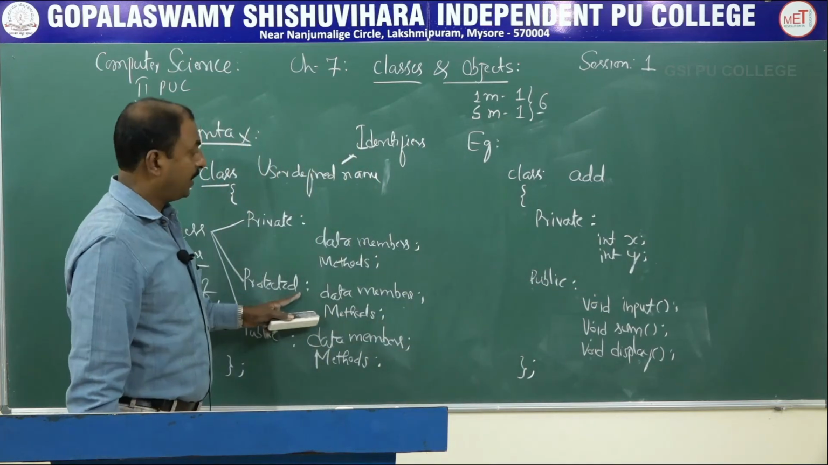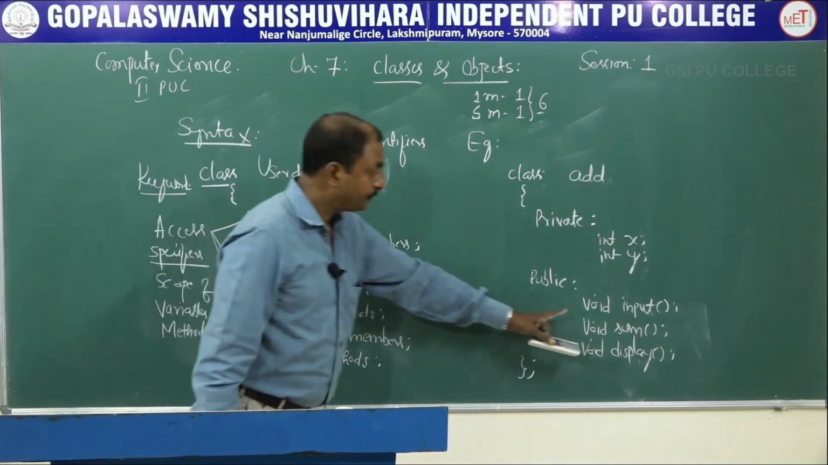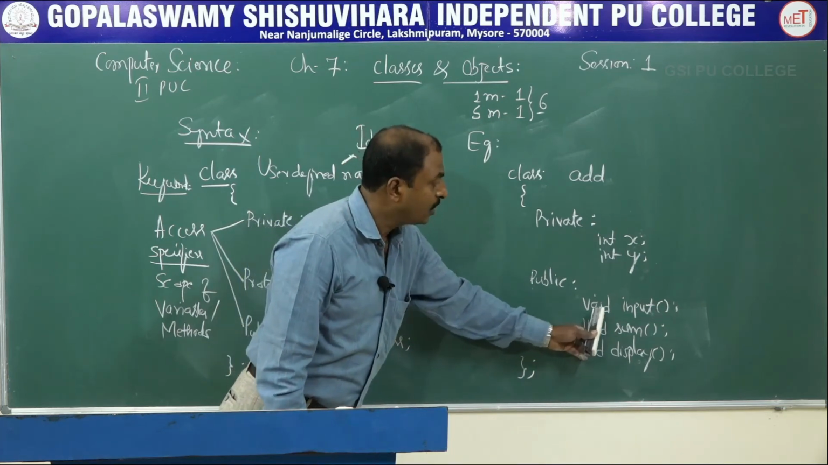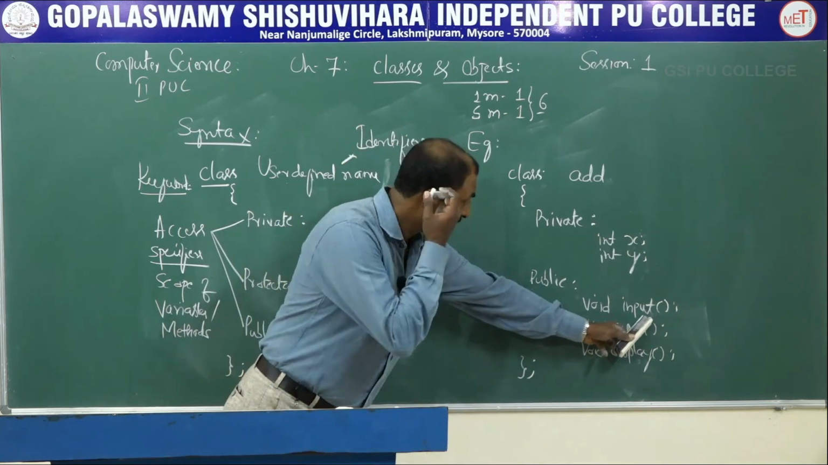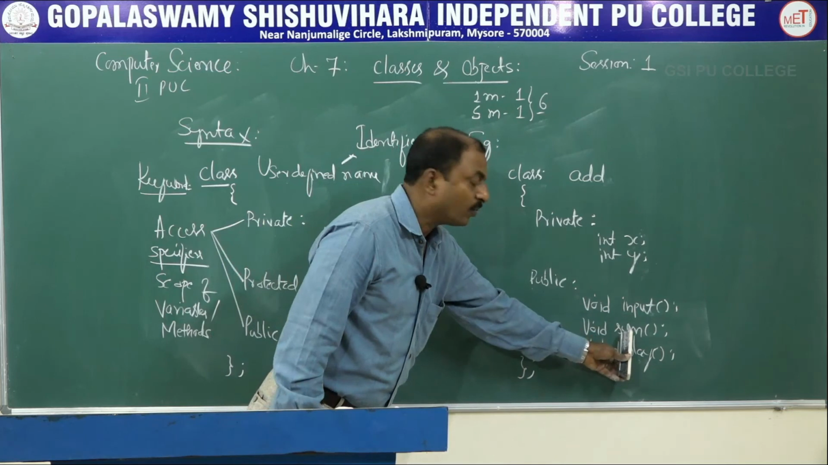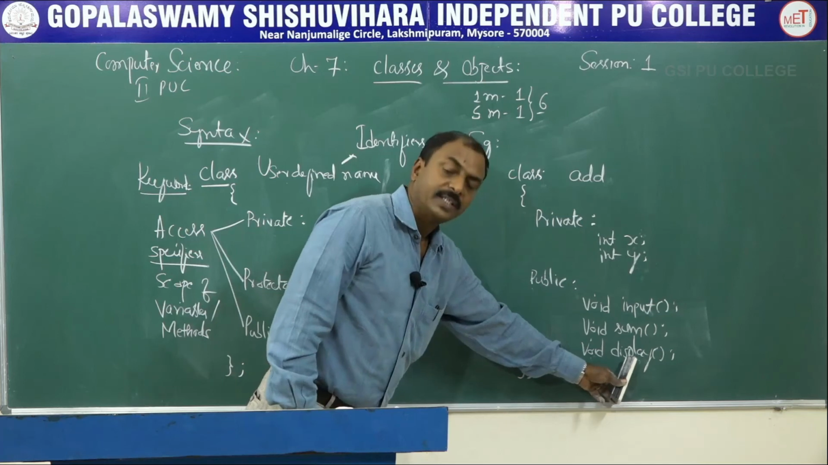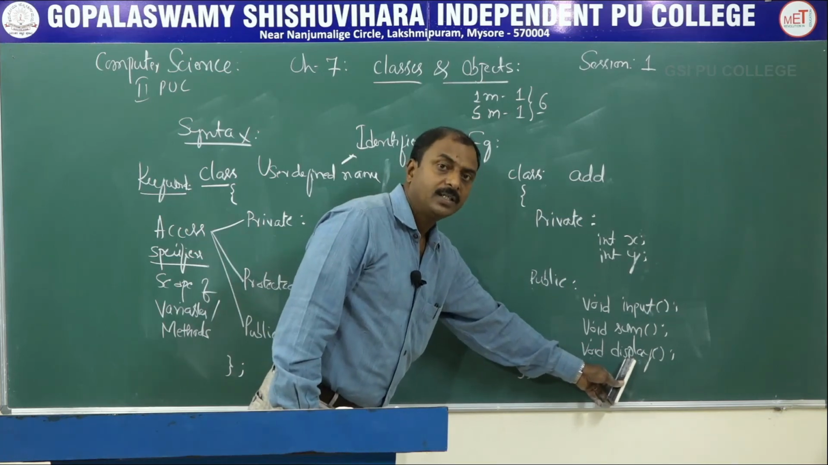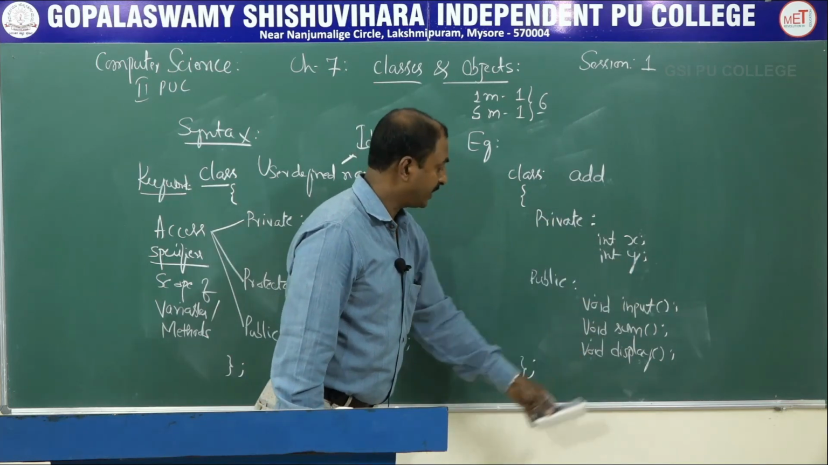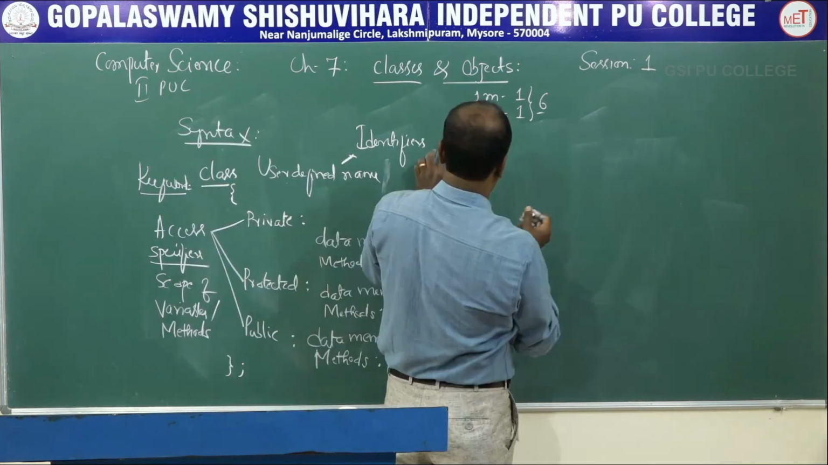And public, here in this example I have used the public access specifier. So here I have used three methods or three functions. They are the void input function, which I am using to accept the values of x and y; one more function, sum, to add these two numbers; and again one more function, display, to print or display the result of this addition. So this is one more example. Now let us write one more example of class.